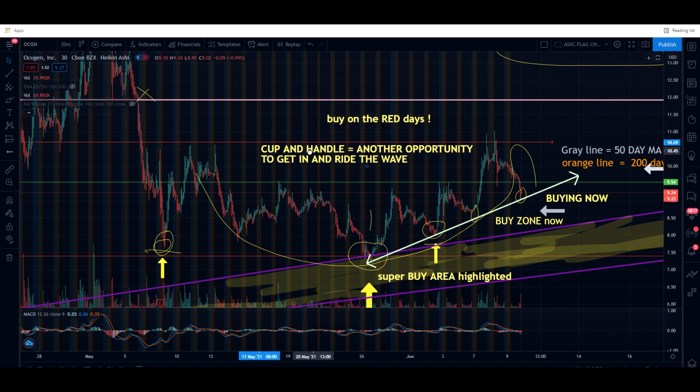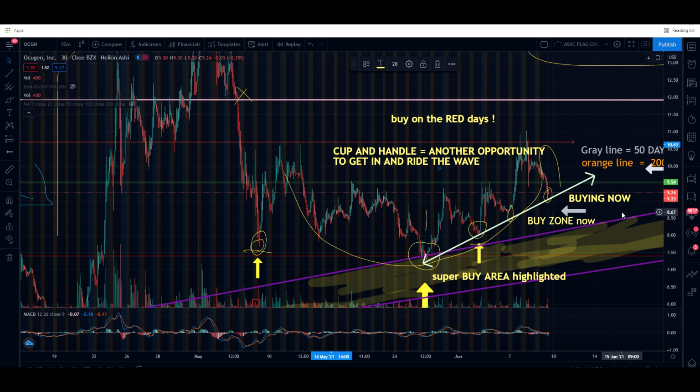We looked at moving averages, we looked at the inverse head and shoulder retracement, and we looked at the cup and handle.